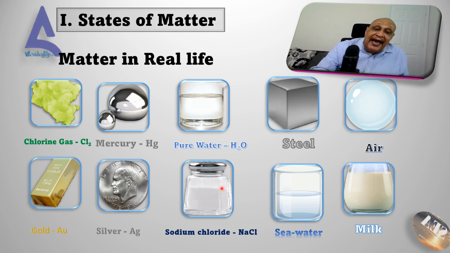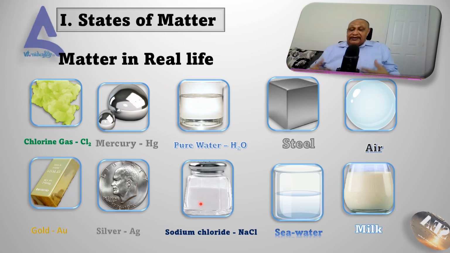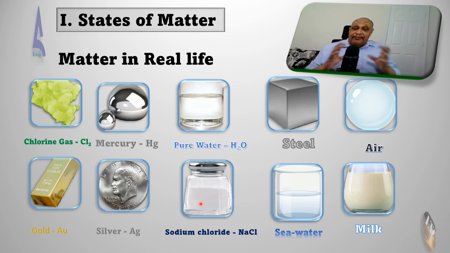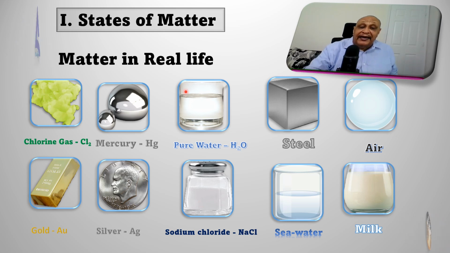And we may have compounds, which are chemical products, and they are made of different types of atoms, which are chemically attached to each other or linked to each other, and they are pure. In their pure form, they are pure compounds.